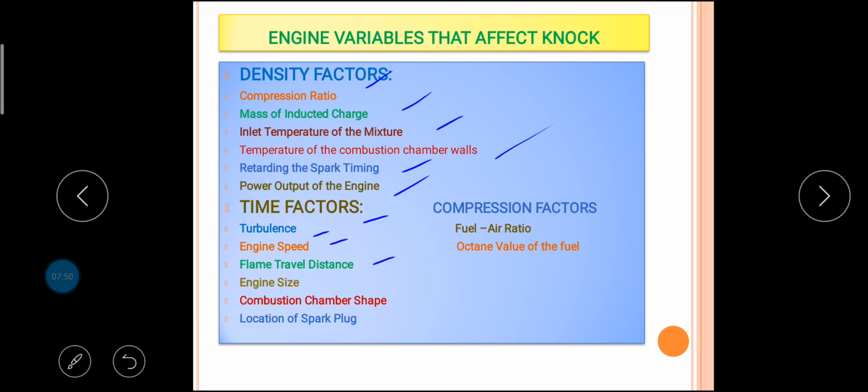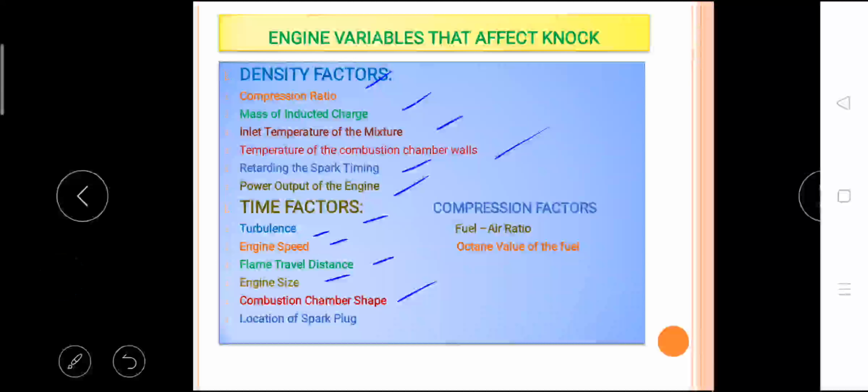Next, flame travel distance. The knocking tendency is reduced by shortening the time required for the flame front to traverse the combustion chamber. Engine size, combustion chamber shape and spark plug position are the three important factors governing the flame travel distance. Engine size. The flame requires a longer time to travel across the combustion chamber of a larger engine. Therefore, a larger engine has a greater tendency for knocking than a smaller engine, since there is more time for the end gas to auto-ignite. Hence, a spark ignition engine is generally limited to a size of about 150 mm bore.